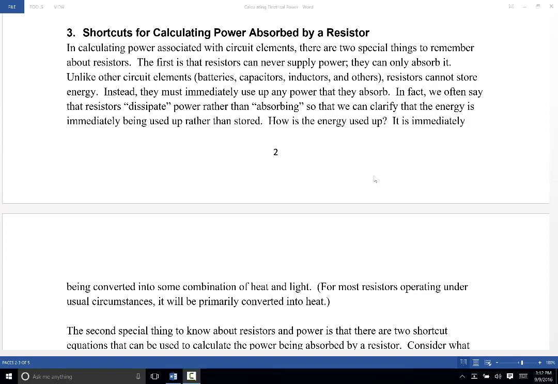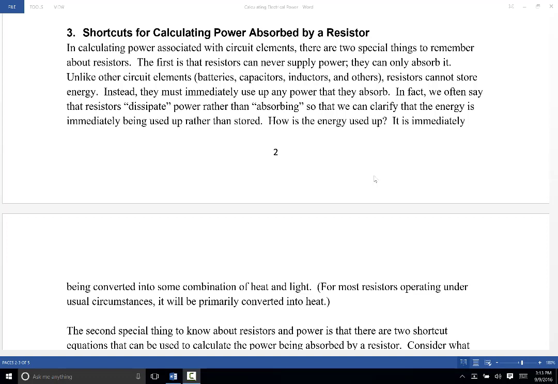Before I mention the shortcuts to you, I just wanted to take a moment and re-emphasize: resistors can never supply power. Resistors can only absorb power. They are passive elements. And in fact, they can only absorb power and then immediately use it by either heating up the resistor or generating some light. They can't even store the power. Some other elements will absorb power and then store it, but resistors just absorb the power and then immediately use it. So that's one thing to know about a resistor.